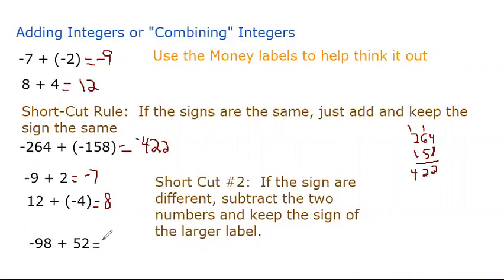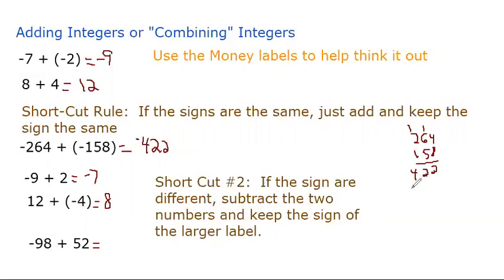This next example, if we want, we can jump to the rule. The shortcut basically says if the signs are different, you subtract the two numbers and keep the sign of the larger label. So notice how I have more debt. So the answer in the end is going to stay negative. So I owe $98, but I have $52. So what's going to happen is the $52 is going to take away $98 of debt.